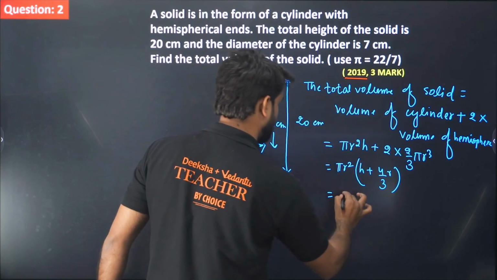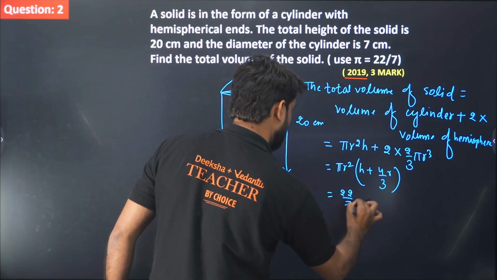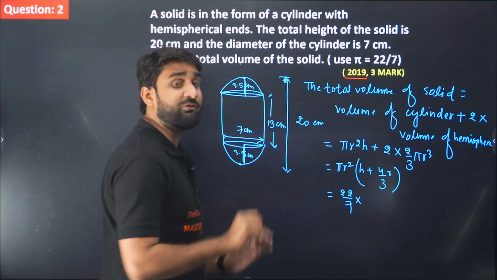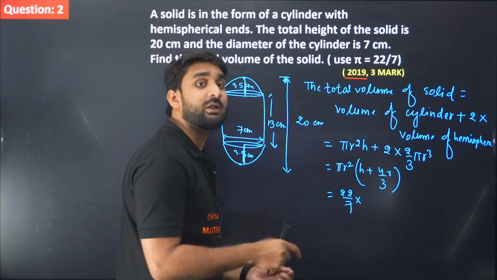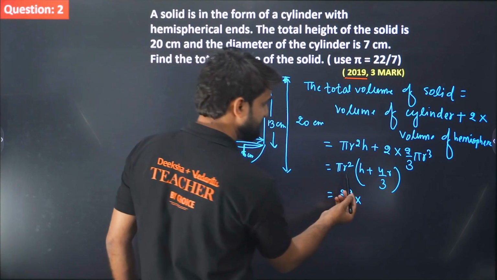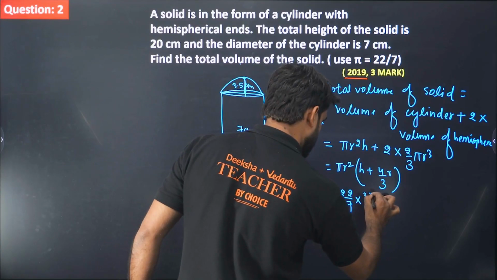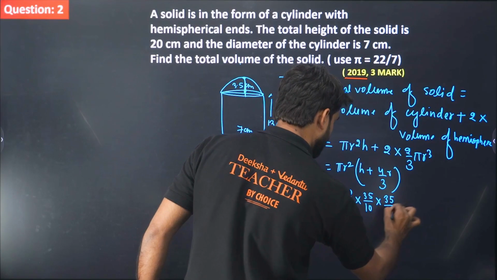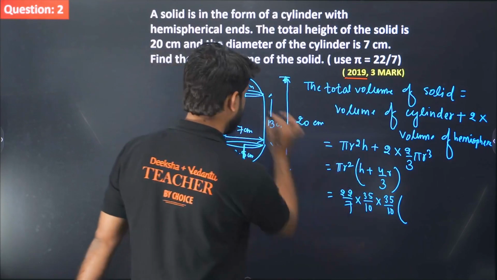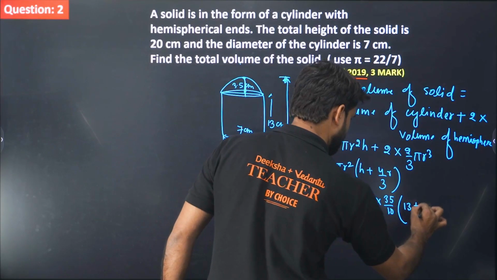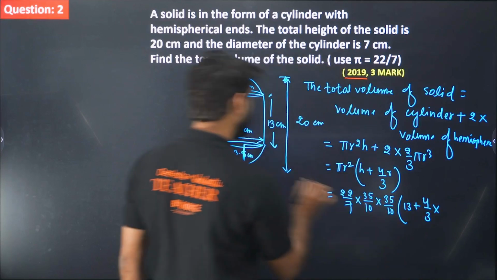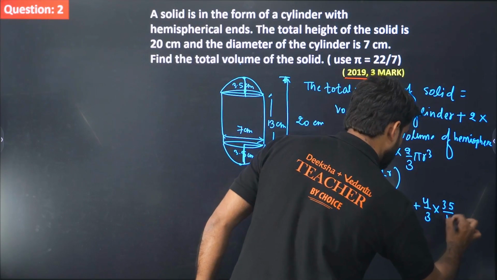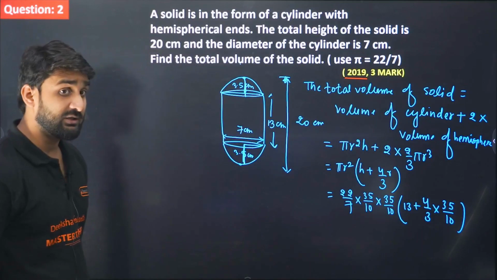So pi is equal to 22 by 7, and the radius is what? 3.5, because the diameter is 7, and 3.5 can also be written as 35 by 10, right? And this is pi r square, so we can write here 35 by 10 into 35 by 10. And here h is 13 plus 4 by 3, and again the radius 3.5 is written as 35 by 10. I hope this is clear to everyone, right?